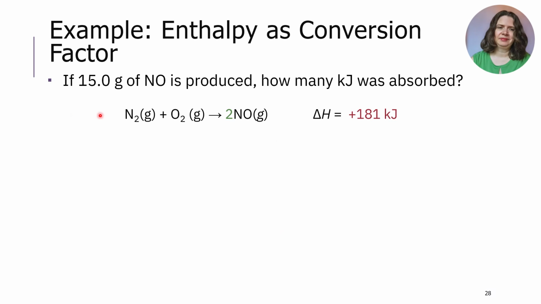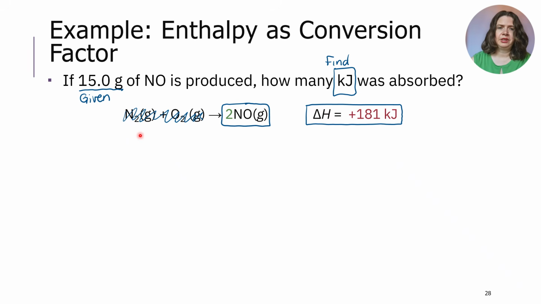Let's do a practice problem. If 15.0 grams of NO is produced, how many kilojoules are absorbed? The balanced equation is N2 gas plus O2 gas produces 2NO gas, and the enthalpy of the reaction is positive 181 kilojoules. Since the question gives us grams of NO and asks for kilojoules, we will first need to convert from grams of NO into moles of NO using the molar mass. Then, from the balanced chemical equation, we know that 2 moles of NO is equivalent to 181 kilojoules.